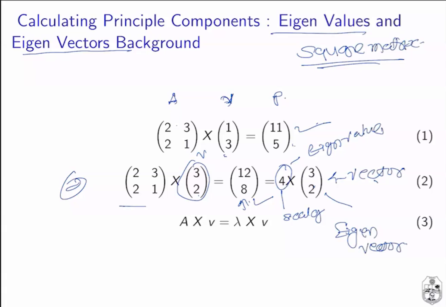When you multiply a matrix with a vector and the product of that multiplication can be represented as the product of a scalar and the same vector, then the matrix is said to have eigenvalues and eigenvectors. The eigenvalue is the scalar and the eigenvector is the vector by which you have multiplied the given matrix. So this is the definition of the eigenvector and the eigenvalues. These are required in order to find the principal components.